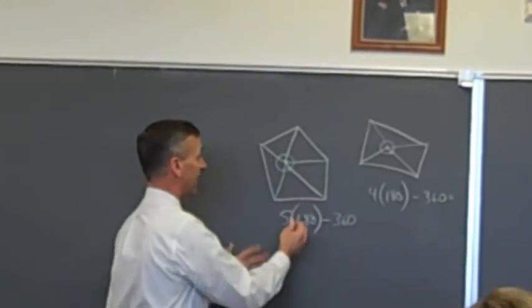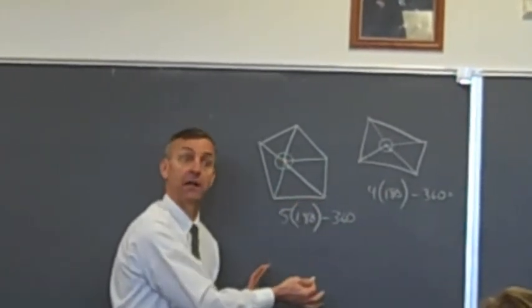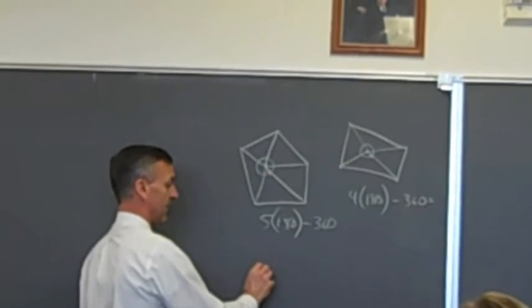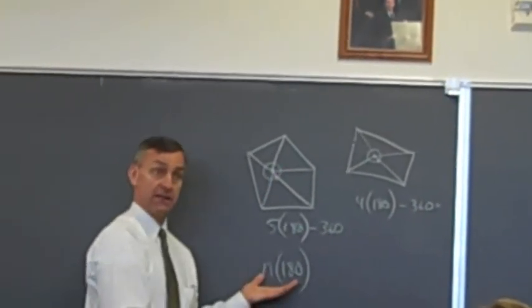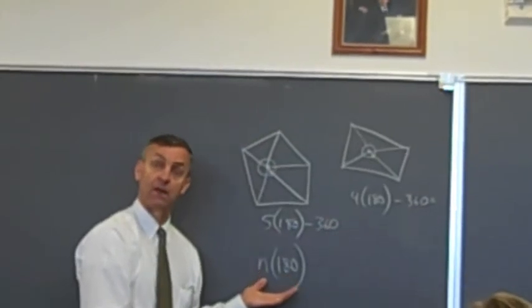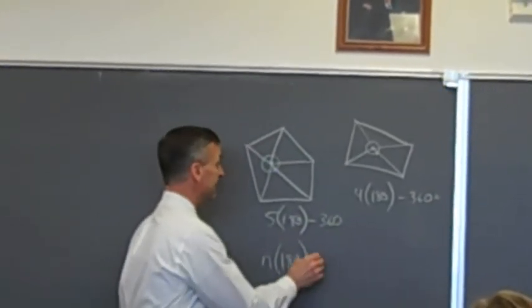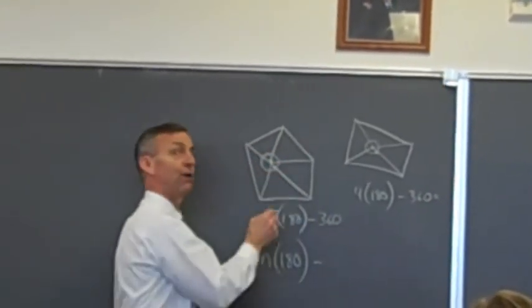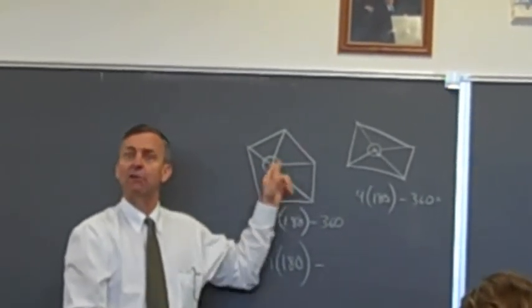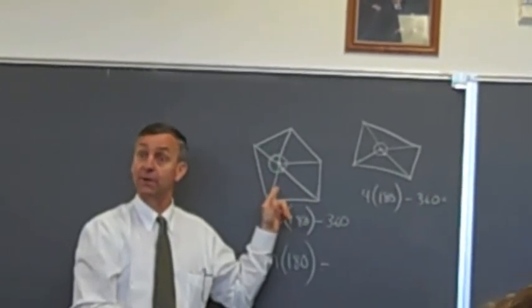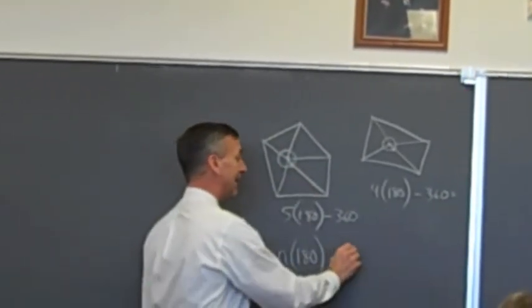Using this formula, if I were to have an n-sided polygon, what would I write? It would be n times 180, since each one of the triangles has 180 degrees in it, minus 2 times 180, or 360. Minus the full circle, or 360, of the angles in the middle. We don't know how many there are. There are n of those angles, but they will all add up to 360, and I subtract that out.